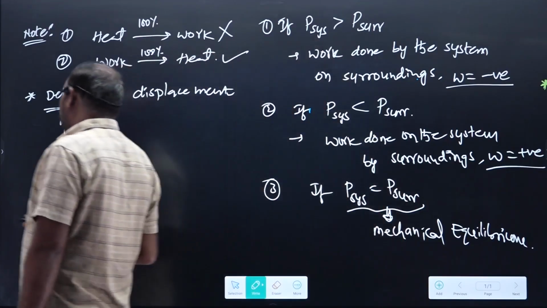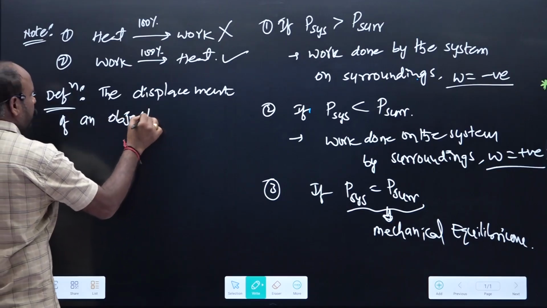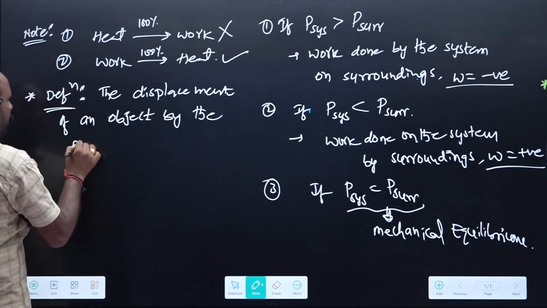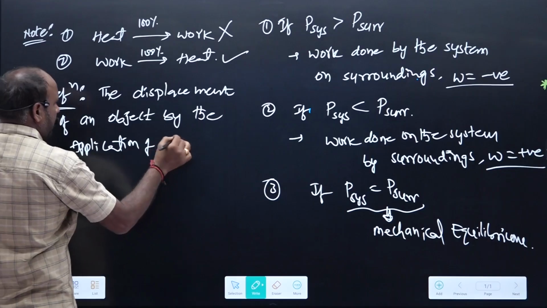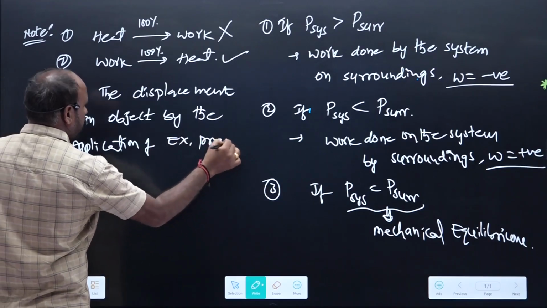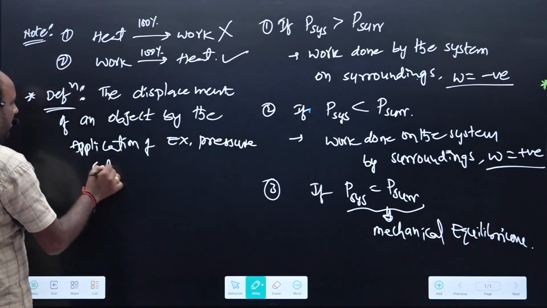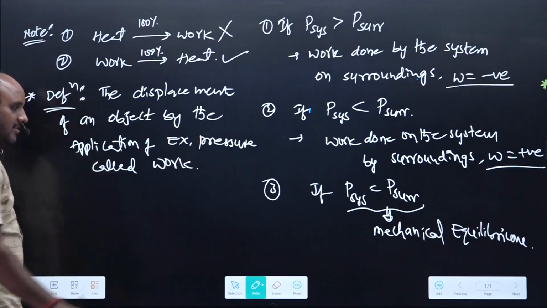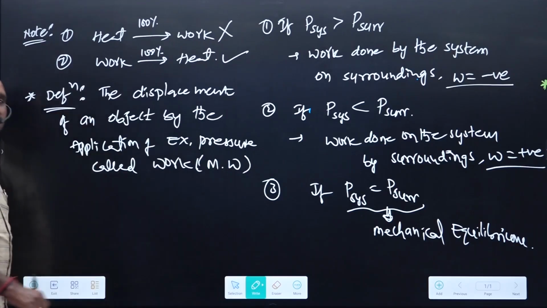The displacement of an object by the application of external pressure is called work, particularly mechanical work. MW means mechanical work, right?